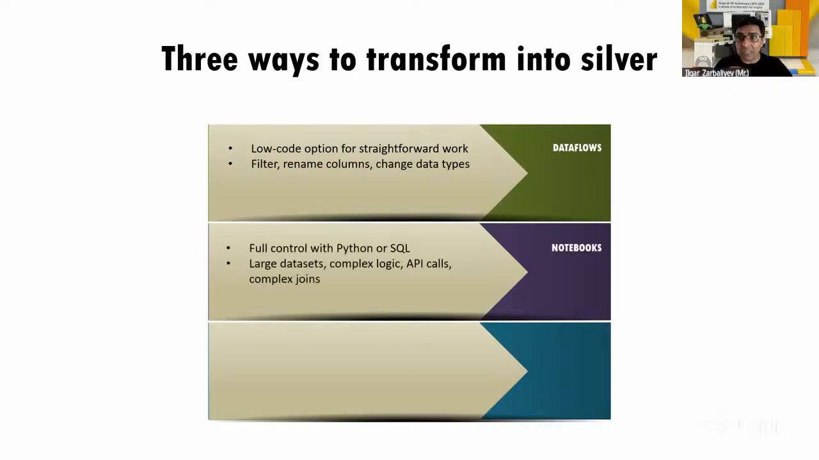Notebooks give you full control with Python or SQL. This is the right choice for large datasets, complex logic, custom calculations, API calls, or anything a dataflow cannot express. Materialized lake views are the newest option and the most interesting one. You define the transformation in SQL, you describe what the silver table should look like, and Fabric creates and maintains the table for you. These are not ranked. I have seen teams use all three in the same solution, and that's a perfectly reasonable outcome. Choose per transformation, not per organization.